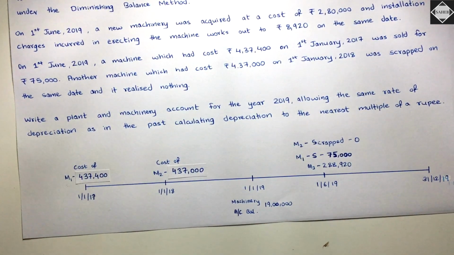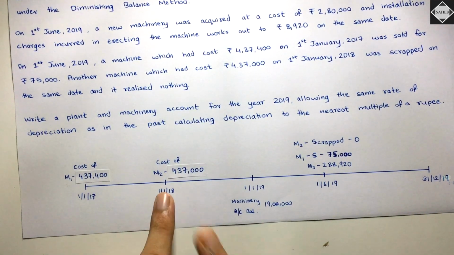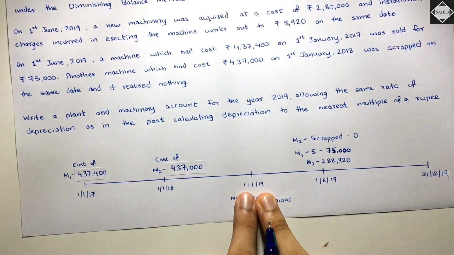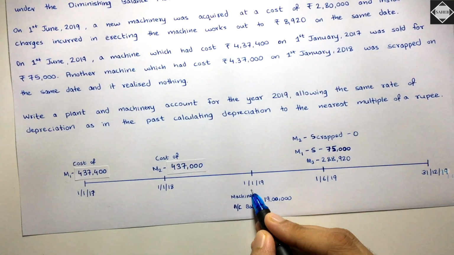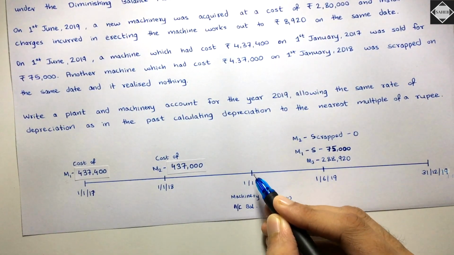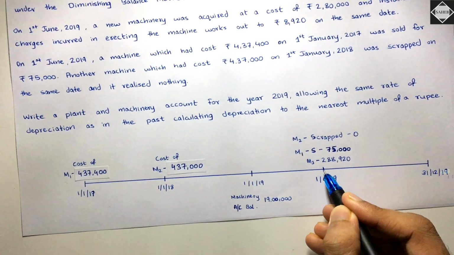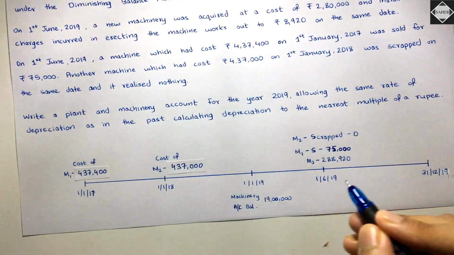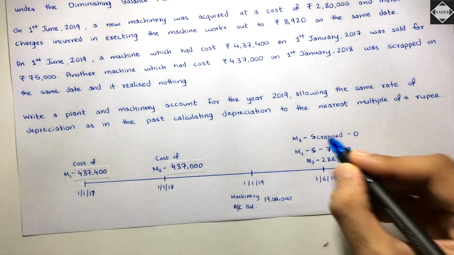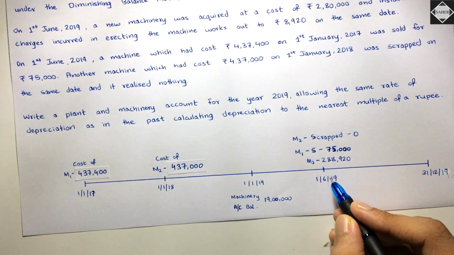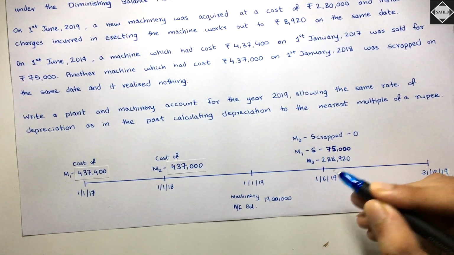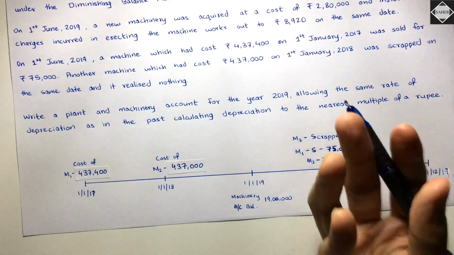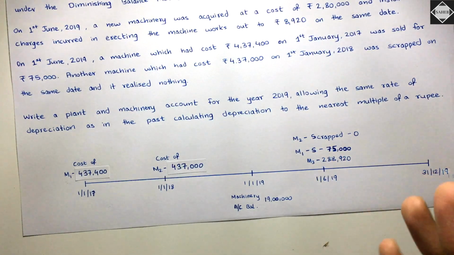So apply the same common sense which you applied before. You will just charge 1 year depreciation. You will reach 1st January 2019. You will get the WDV of M2 on 1st January 2019, and from here just charge 5 months depreciation. You will get the WDV on the date of sale, or you can say on the date it got scrapped. Once you get that, just compare that with the sale proceeds. But here the sale proceeds are 0. So entire WDV on the date of sale of M2 is loss.